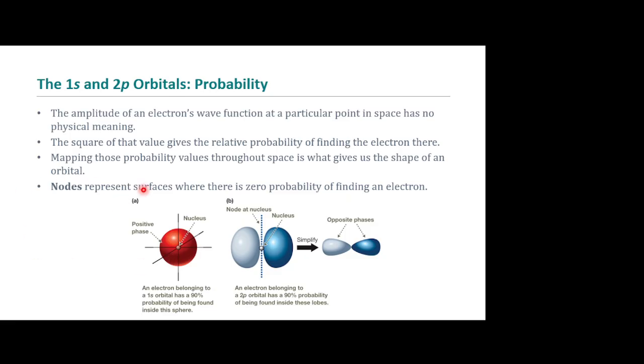Nodes are going to represent surfaces where there's 0 probability of finding an electron. So for example, right there, we see a node. At that node, you have a 0% chance of finding that electron. This right here shows you your opposite phases. Can everybody see it okay? And that's one singular orbital.